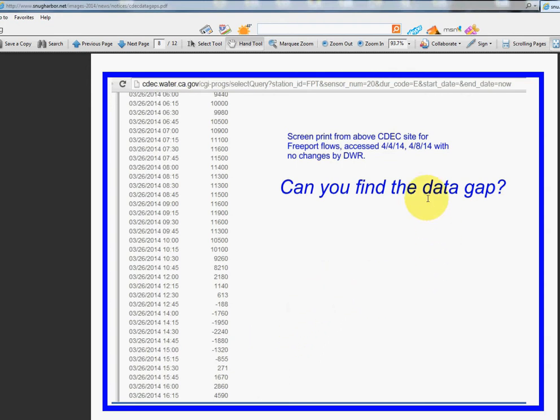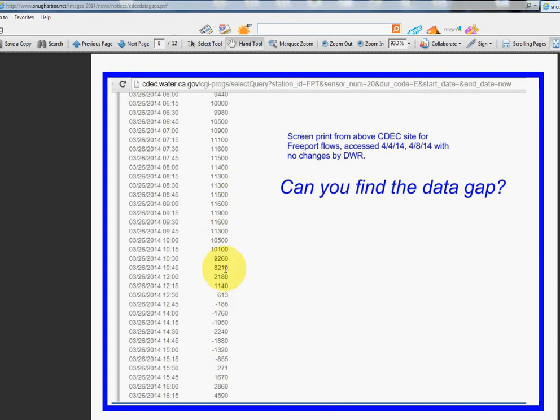And as I've been talking, can you find the data gap here? Let's look at this. We go 12 o'clock. Now let's go to 10 o'clock. You'll see that the flow is reported in 15-minute intervals. So you go to 9:45, 10, 10:15, 10:30, 10:45. Then all of 11 is gone. So from 11:45 to 12 noon, that's either 1 full hour or an hour and 15 minutes, there's a data gap there. And look what happens. The water flow drops drastically. In 1 hour, it goes down 6,000 cubic feet per second.